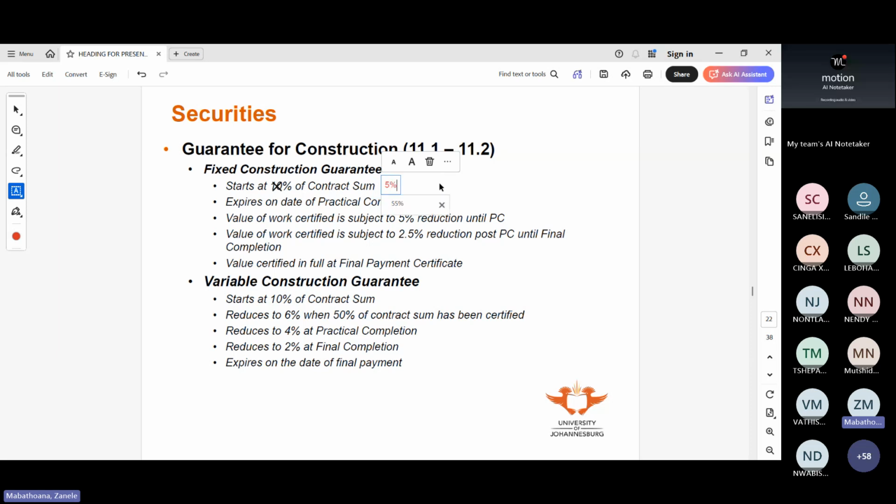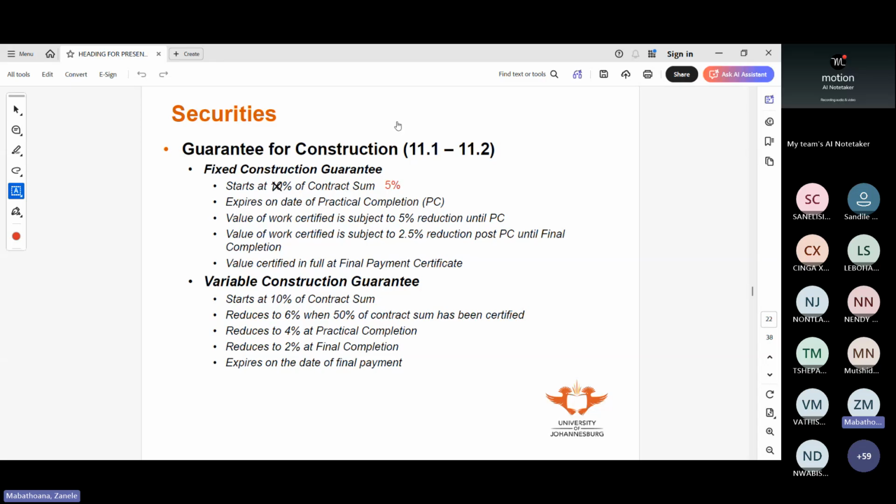So it's 5% that you get. Okay, let's just make it bigger and bold. So it's 5% of contract sum. They give a fixed guarantee. And then at practical completion, that 5% is given back. But from the start, we take a 5% retention. Generally, how it's administered is for every payment, we take 10% of that payment up to a maximum of 5% of the contract sum.